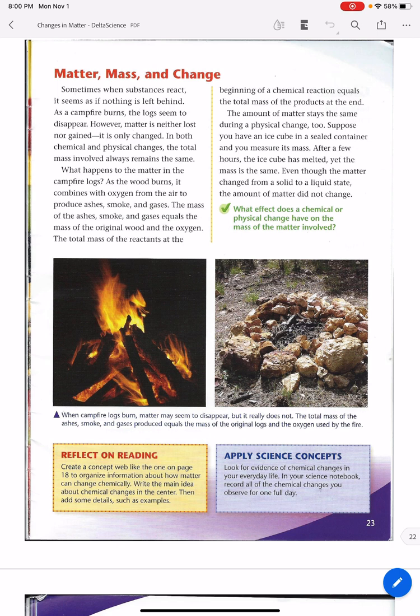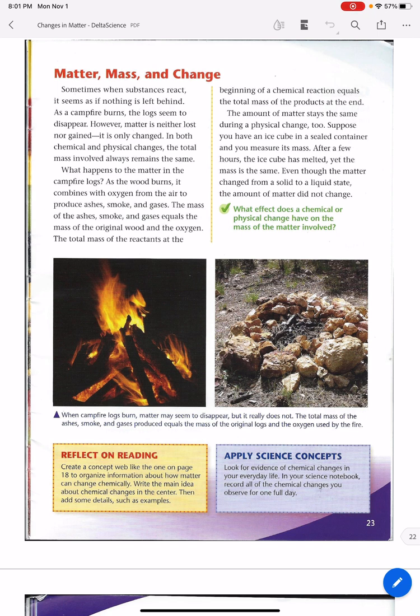What happens to the matter in the campfire logs? As the wood burns, it combines with oxygen from the air to produce ashes, smoke, and gases. The mass of the ashes, smoke, and gases equals the mass of the original wood and the oxygen. The total mass of the reactants in the beginning of a chemical reaction equals the total mass of the products at the end.